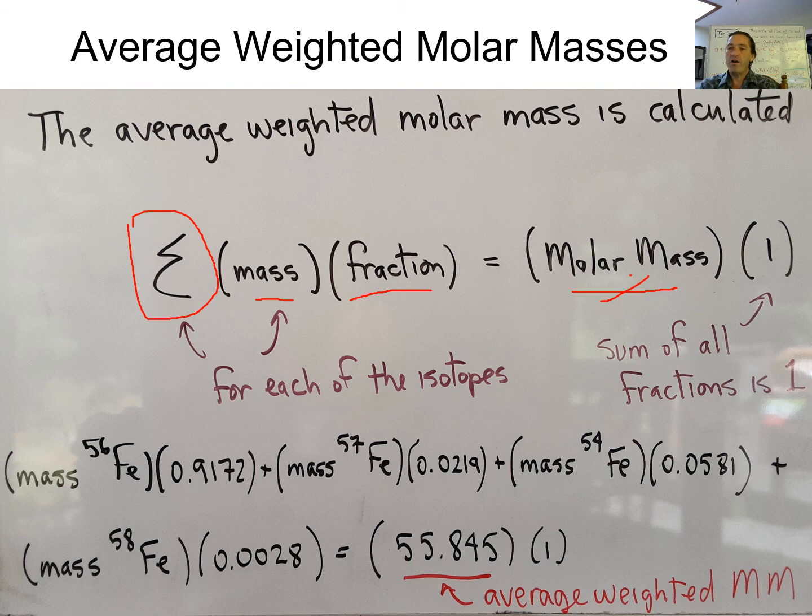And so we'll take our mass of iron 56 times its fraction. Note that I changed the percent into a fraction. Mass of 57 times the fraction, and so on. And that's where we get the 55.845 grams per mole, or AMU. And here's a total fraction of 1.